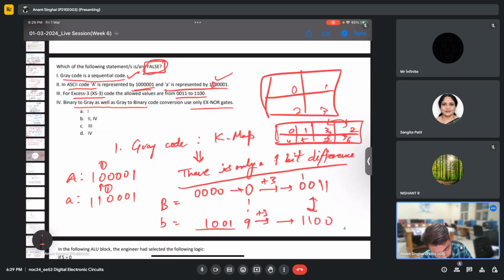So this is the XS3 code, which ranges from 3 to 12 basically, from 0011 to 1100, which is given in the question. So this is also correct.